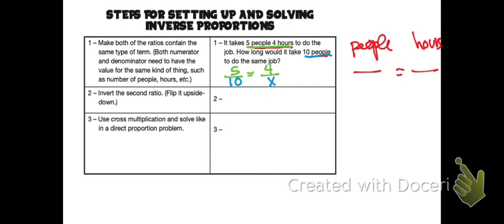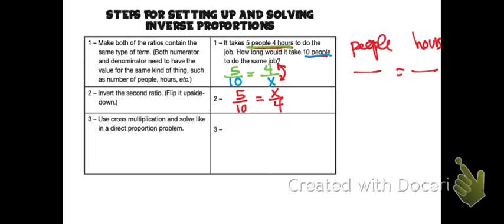The second step is to flip the second fraction. It says invert the second ratio. So the 5/10 stays the same, but instead of 4 over x, I'm going to flip it. And this becomes x over 4.